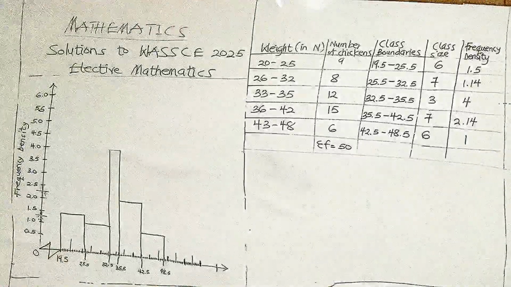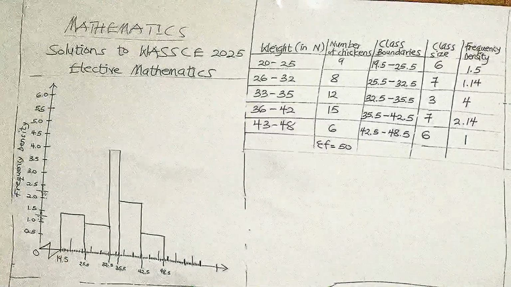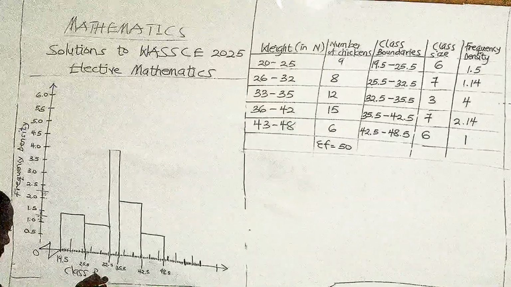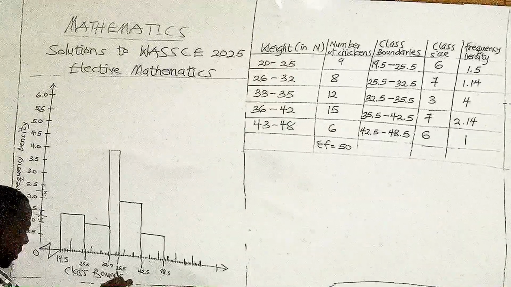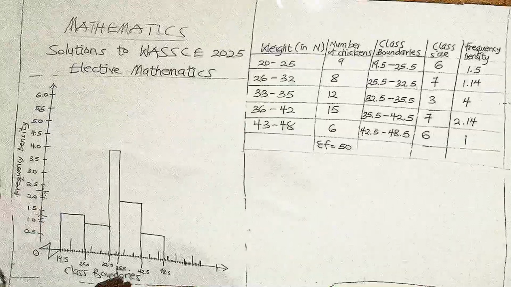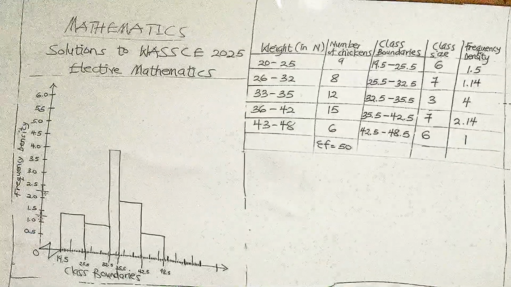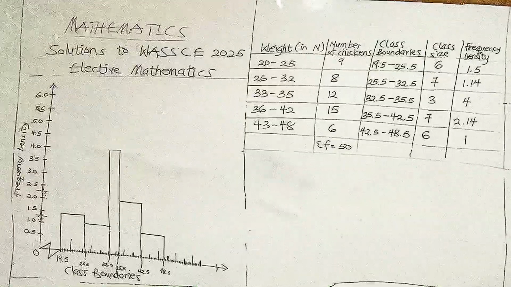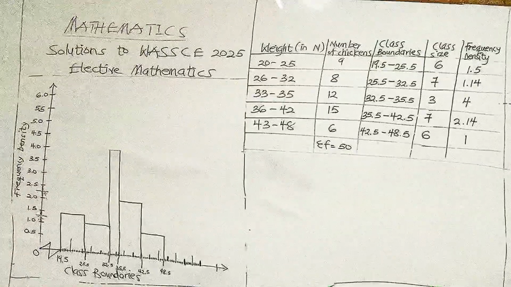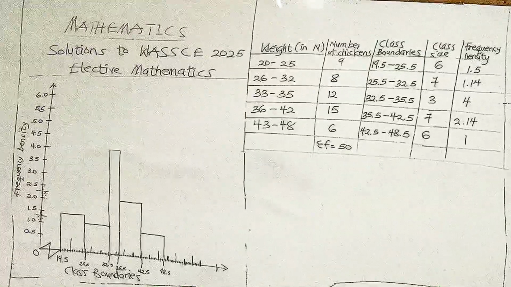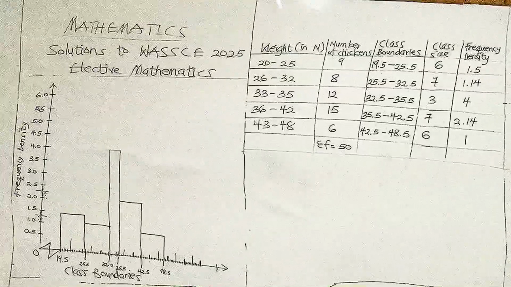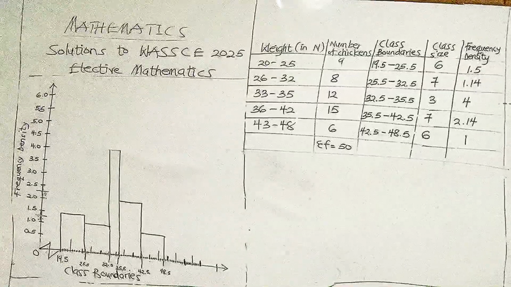So after drawing your bars, then you just write the name here, class boundaries. So my fellow viewers, this is how the graph will look like. Very simple. This is how the graph will look like. All right. So we are going to look at the next question.